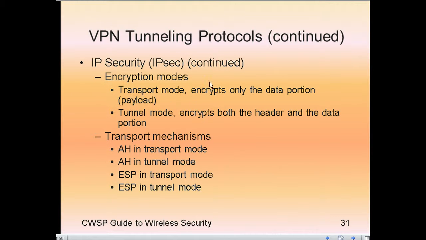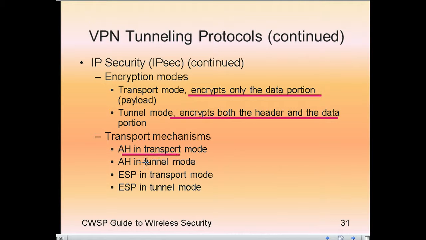Encryption modes. Transport mode encrypts only the data portion of the transmission. So we talked about this, tried to show it really poorly, I think. Tunnel mode encrypts both the header and the data. And if we use tunnel mode, then we have to put a header on it, an unencrypted header, an IP address, so that it can get across the network.